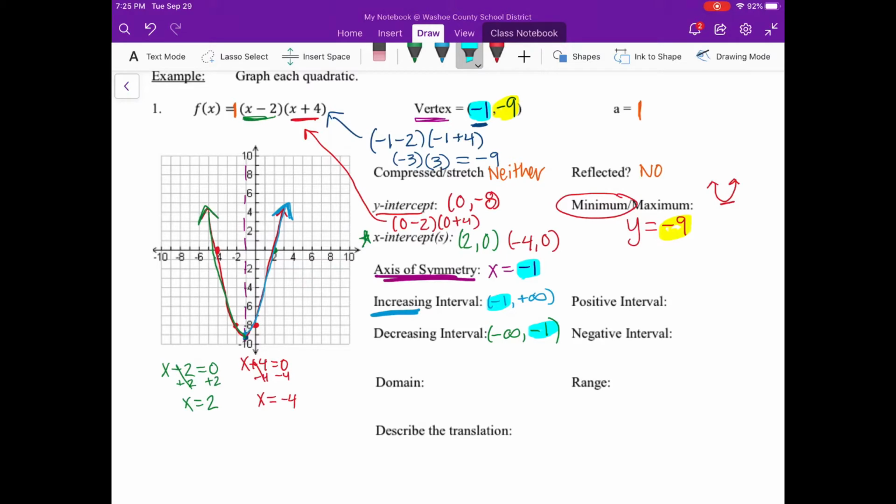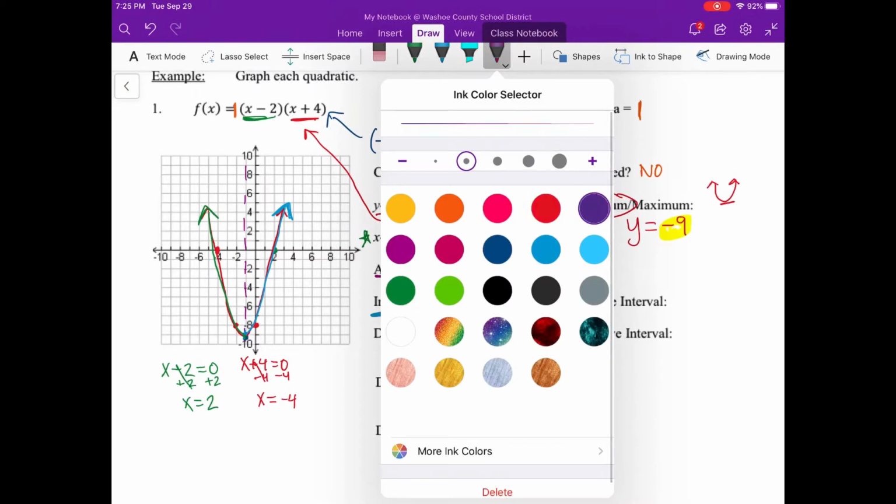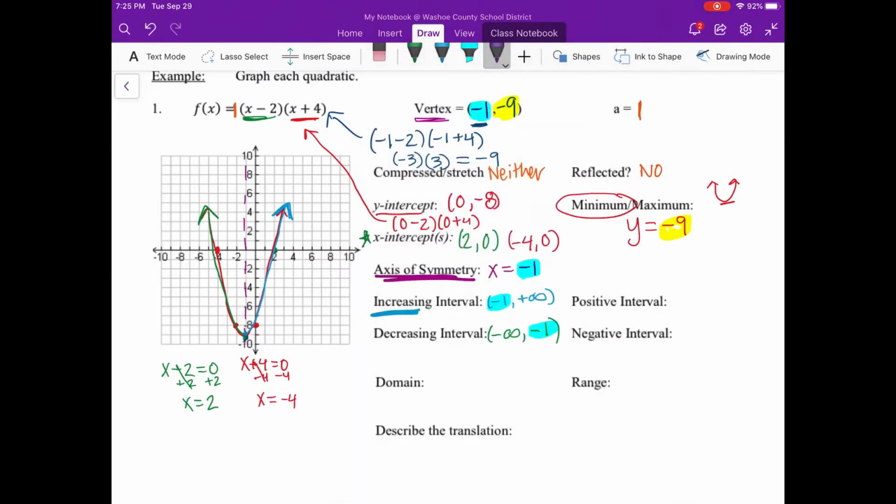Okay, then moving on to my positive interval and negative interval. So positive interval is any part that is above the x-axis. So above the x-axis, I have this part and this part. And again, you want to think positive above x-axis, and these are all x values. So on the left-hand side, it goes from -infinity, and then it stops being positive right there at -4. And then we're going to use a union symbol, or you can say the word and. It starts being positive again from +2 all the way to the right, positive infinity.